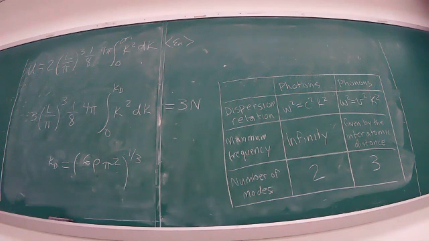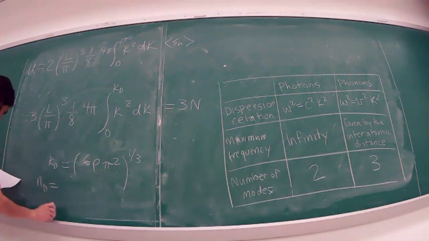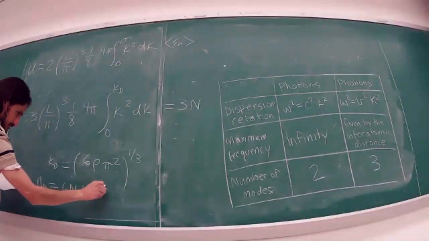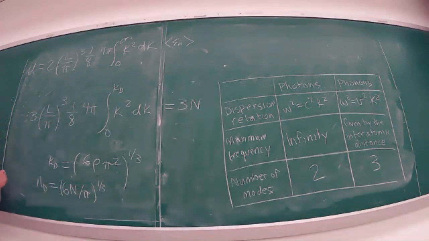Okay, so if you substitute k equals pi over L, and you do this same procedure, you'll get that n_D, Kittel uses N, is 6N over pi to the 1/3. And this is equation 4.38.